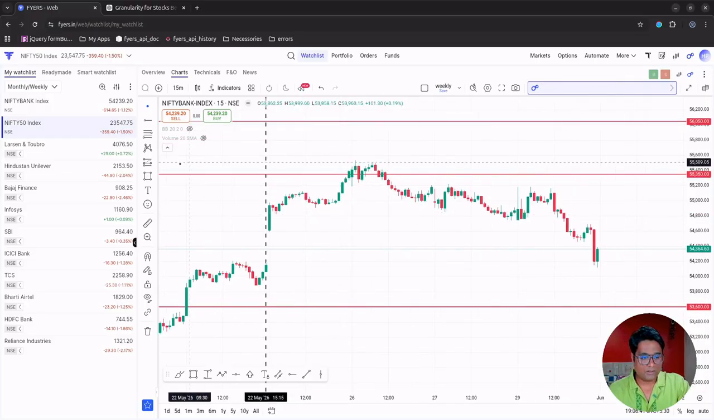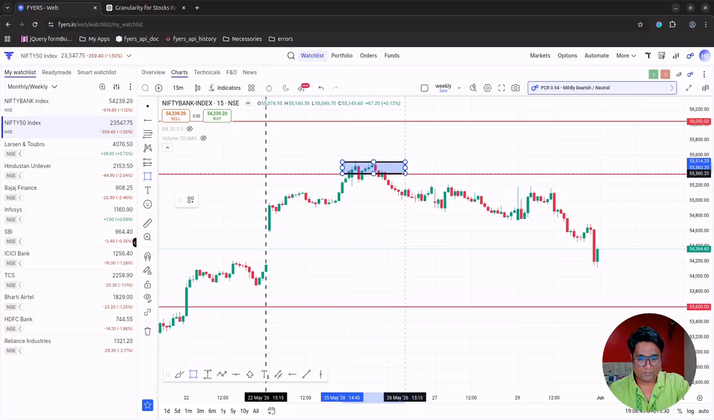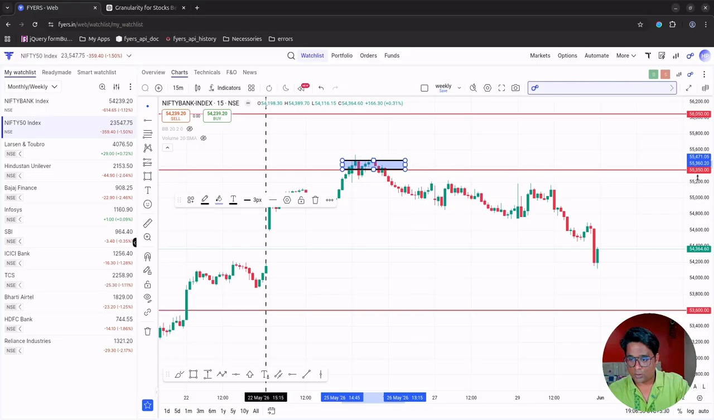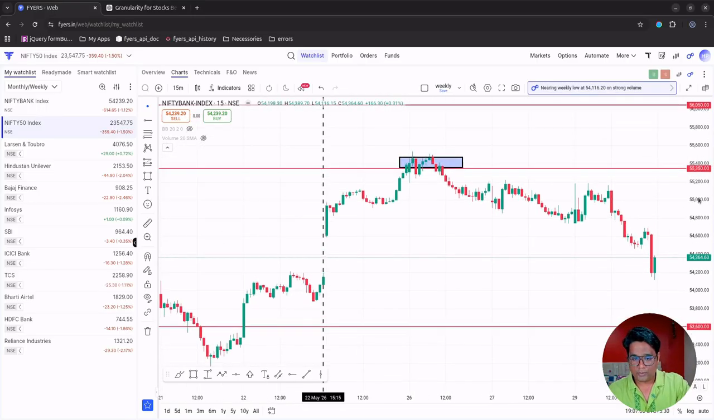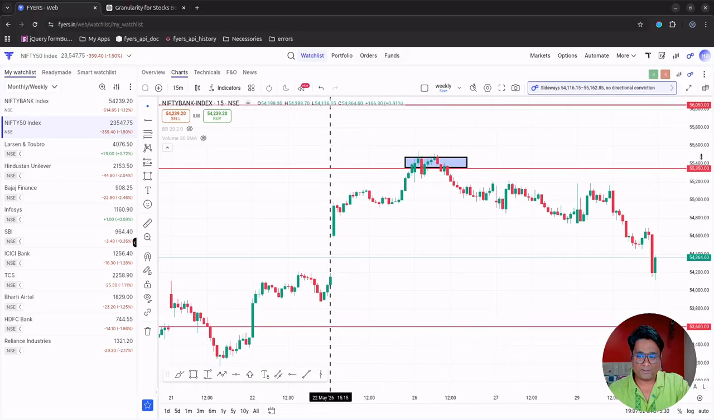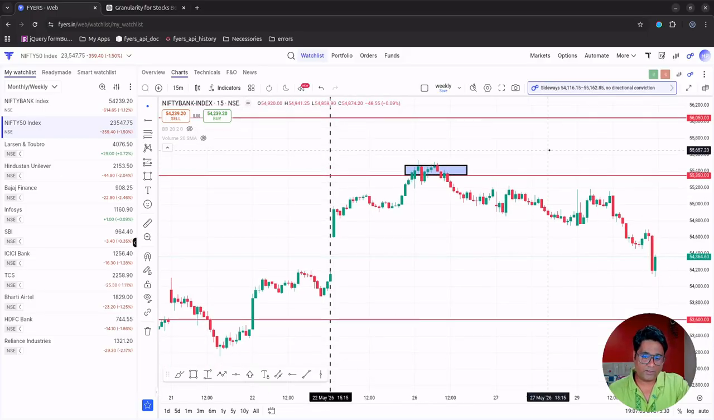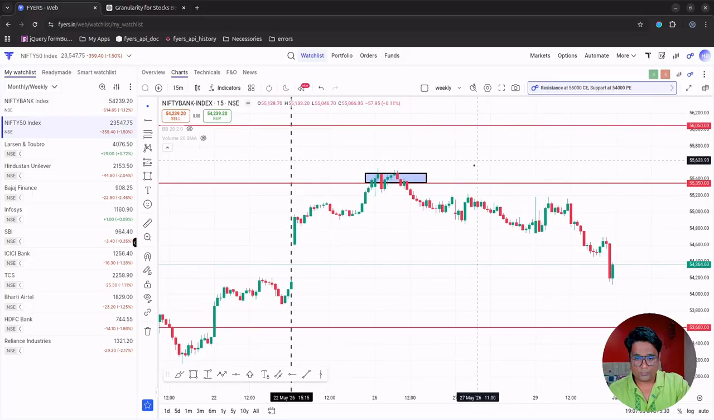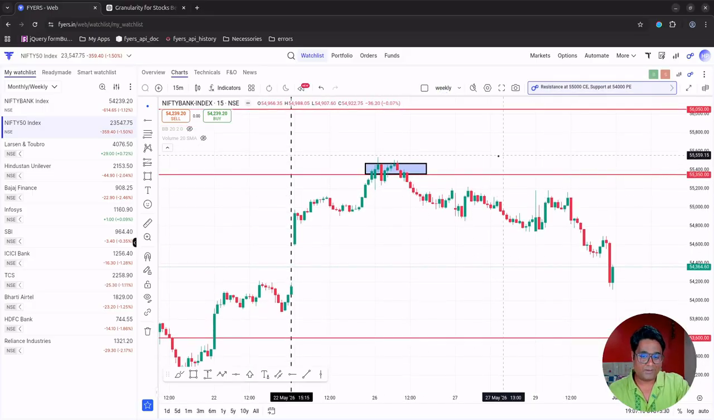As you can see, it took resistance beautifully at 55,350 and created a consolidation of about 200 points, from 350 to 470, about 120 points above. This is Bank Nifty, so 120, 150, 200 points above or below is okay for the whole week.